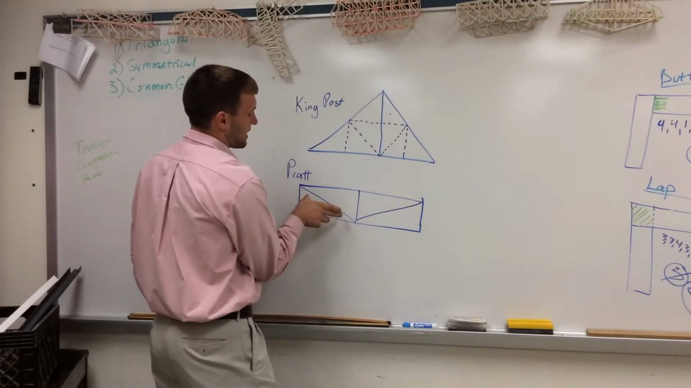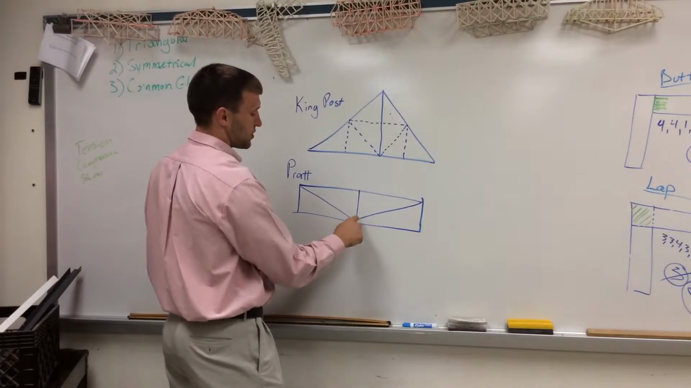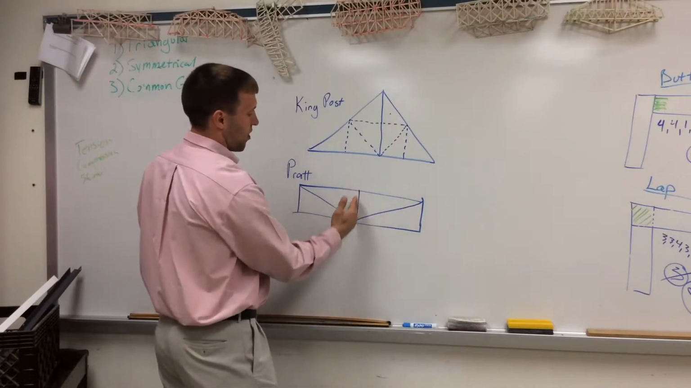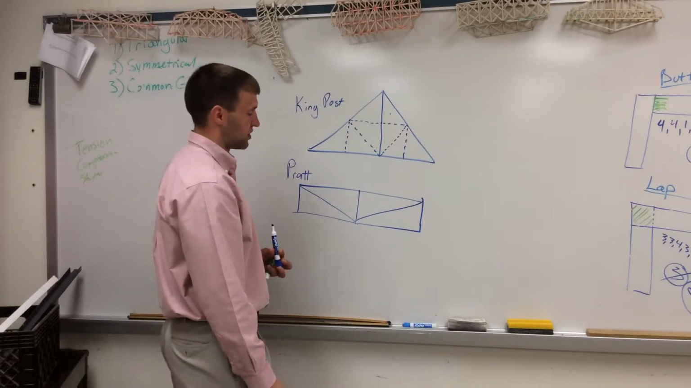The diagonals must be connected in a fashion that keeps them symmetrical. So this one goes top left to bottom right. This one goes bottom left to top right. Along the midpoint, we are symmetrical, so this is a good design.